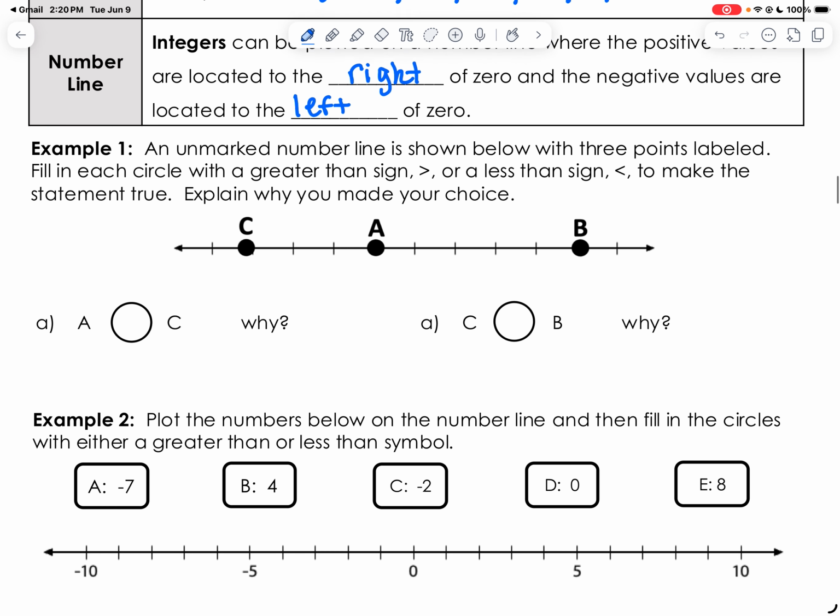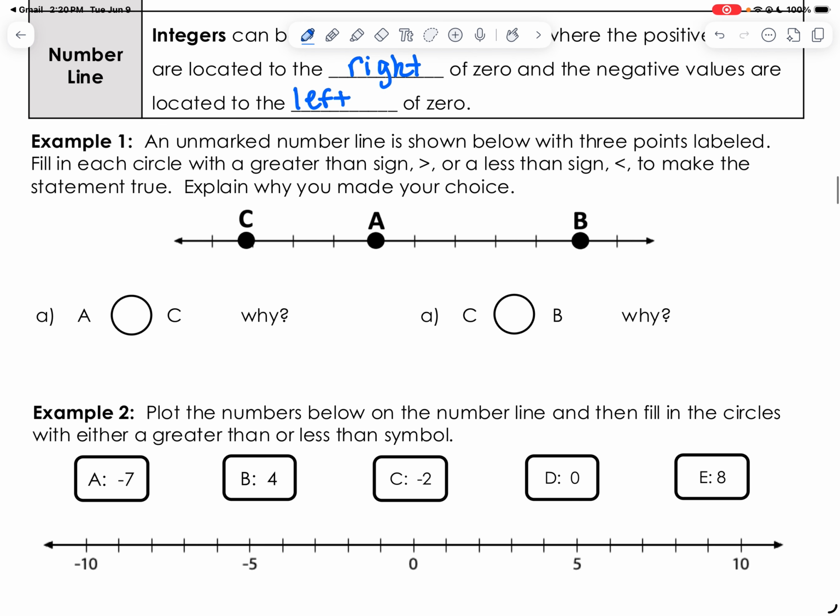An unmarked number line is shown below with 3 points labeled. Fill in each circle with a greater than sign or a less than sign to make the statement true and explain why you made your choice. So on the number line here, we have point C, point A, and point B. So in problem A, they want us to put either a greater than or a less than symbol in the circle to make the statement true.